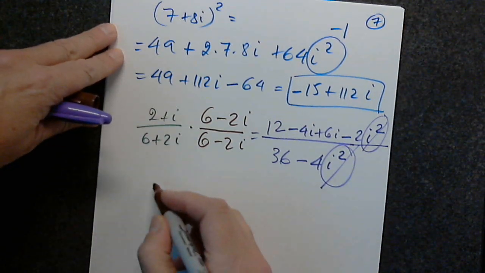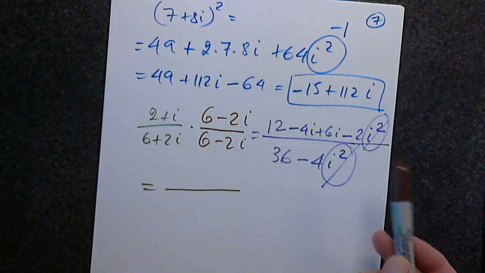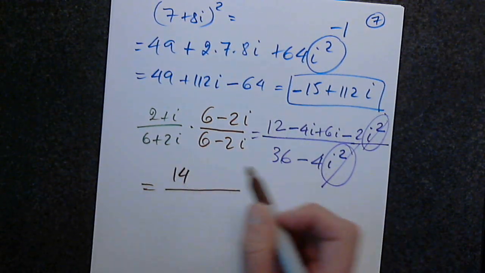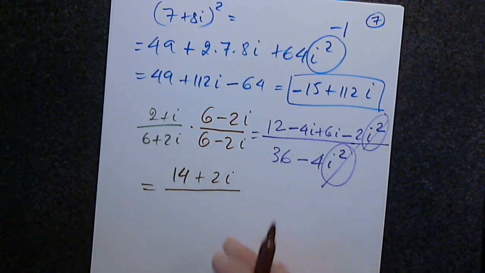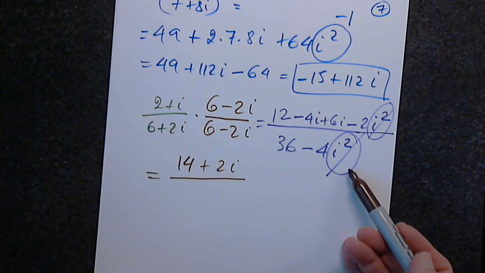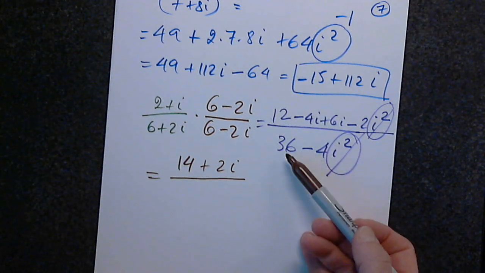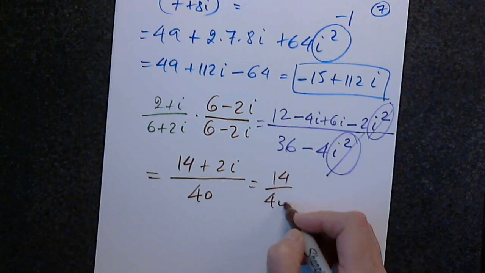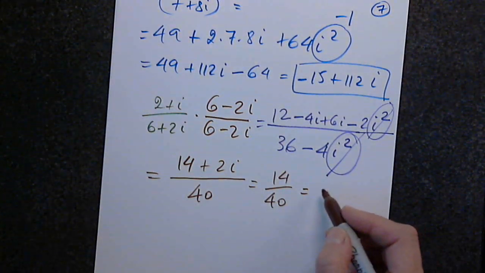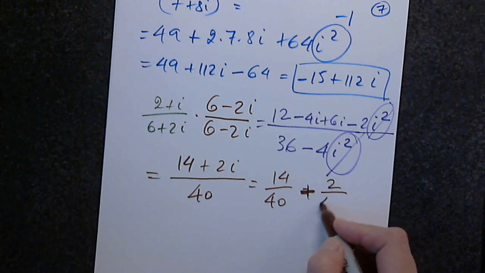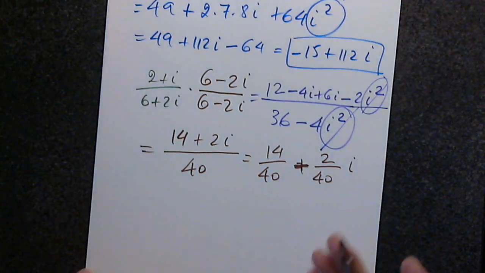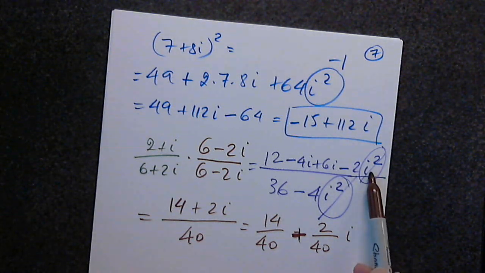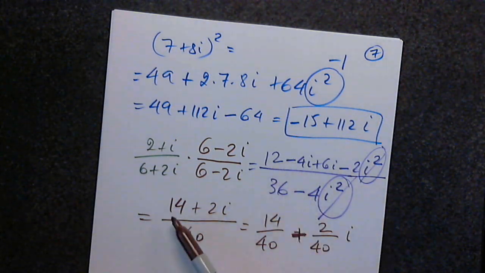So then, negative 2 times negative 1 is positive 2, plus 12 is 14, and this is plus 2i. This changes into negative 1 times negative 4 is 4, plus 36 is 40. So then 14 over 40, you have to simplify it, you have to separate it, plus 2 over 40i.